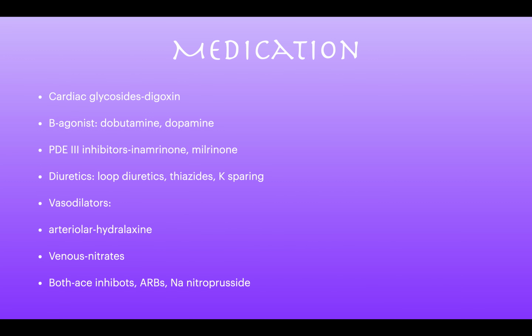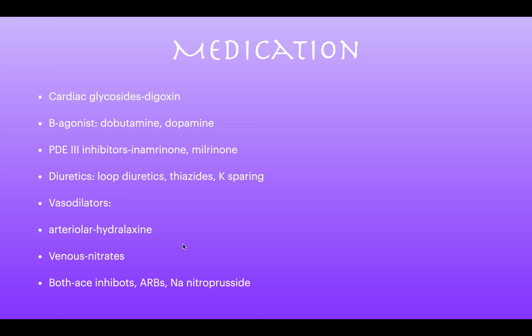The cardiac glycoside is digoxin. The beta agonists are going to be dobutamine and dopamine. The PDE3 inhibitors are inamrinone and milrinone. Diuretics used are going to be your loop diuretics. These are the most efficient, remember. With the thiazides, you've got to be careful because these can also affect calcium balance. And then the potassium-sparing diuretics.